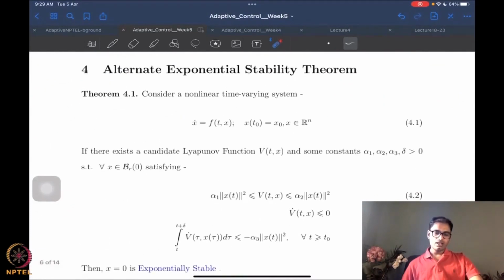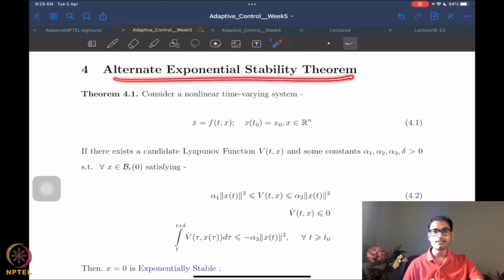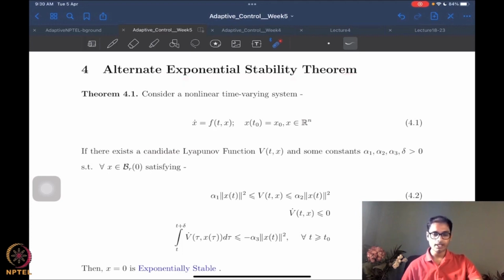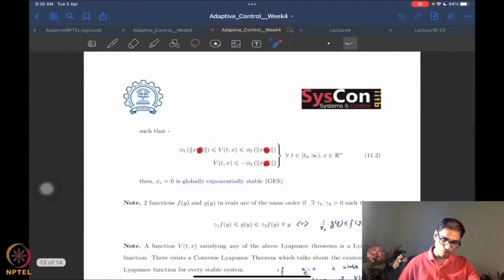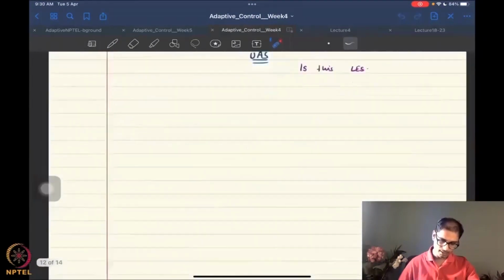So like we said, in order to proceed in this direction, we need alternate versions of stability theorems. So this is the alternate exponential stability theorem. What is this alternate exponential stability theorem? We've already seen a standard Lyapunov theorem for exponential stability. In fact, I'm not going to write it again, but I'm going to just go back to where it is.